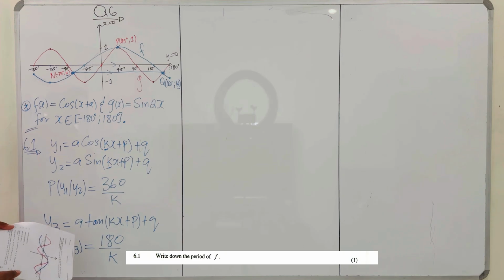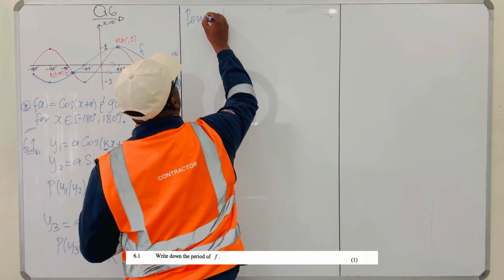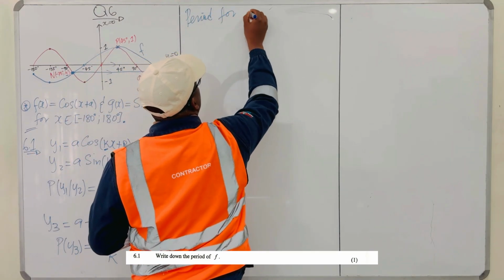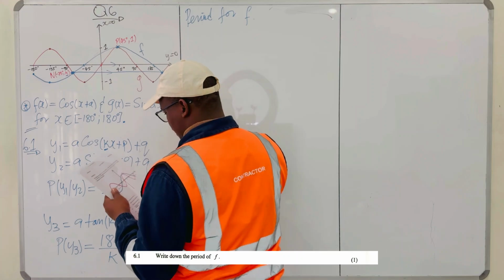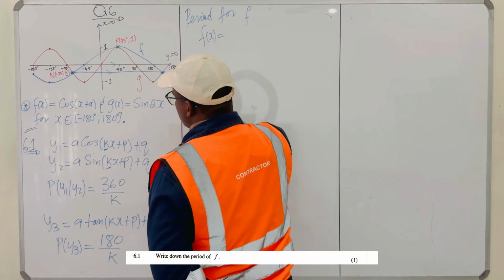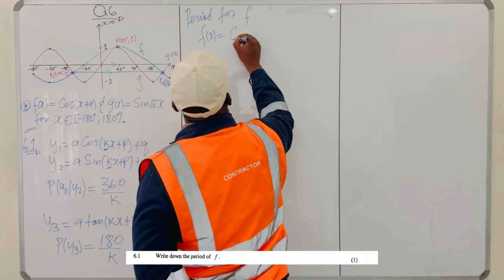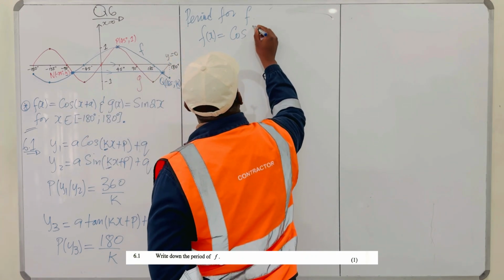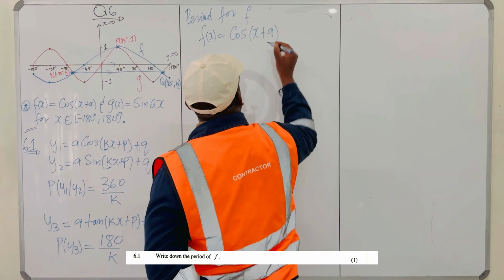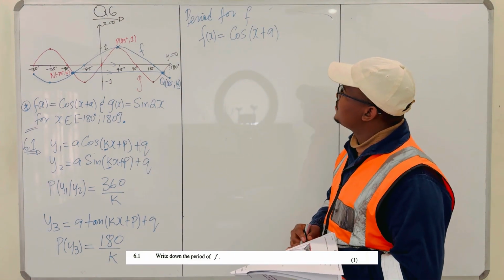No problem. In this case, they want us to find the period for f. What is f? f is defined by f of x equals, where is f of x? Here is f of x. It's cos x plus a. f of x is defined by that.